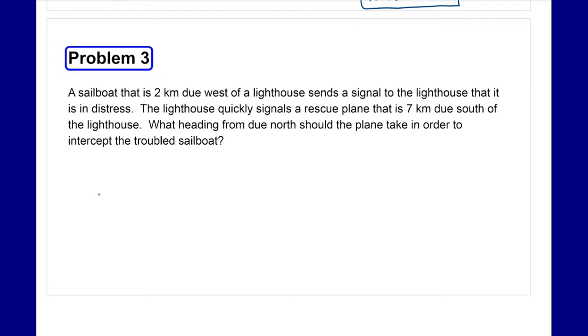So we have our sailboat, and it is 2 kilometers due west. So let's draw our sailboat, right? So let's say our sailboat is sinking. Oops. It's in this distress. So our sailboat, we have kind of the cracked mast. There in the water.